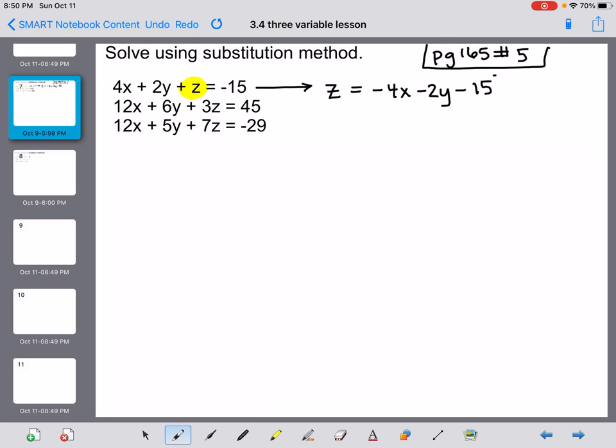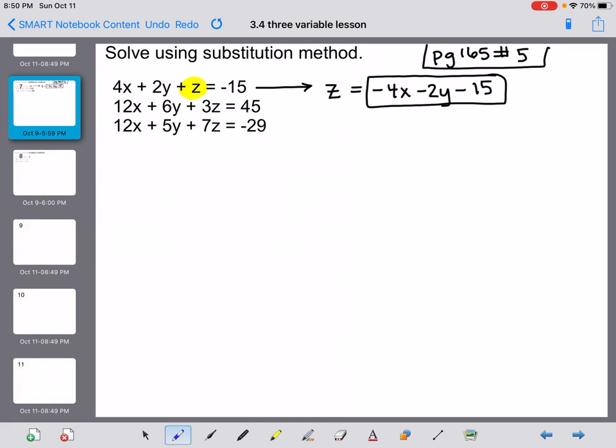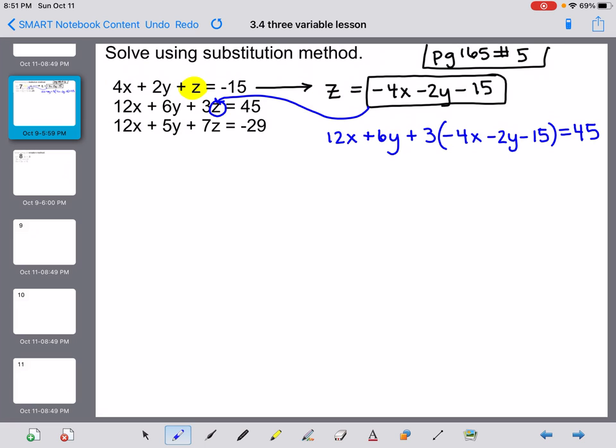So this becomes the expression that I'm going to substitute into each of the other two equations. So I'm going to substitute it into z right here. So I'm recopying carefully. In place of the z, I'm putting parentheses. Copying carefully. Equals 45, right?